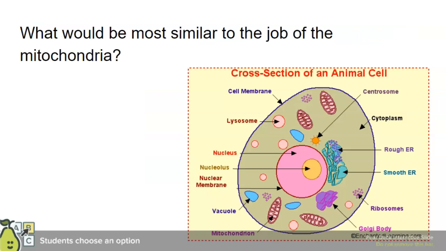So what would be most similar to the job of the mitochondria then? Remember, the mitochondria takes sugar and creates energy. Good, it would be the power plant, right? A power plant's going to make energy for your kitchen and for your stove so you can make those cookies.